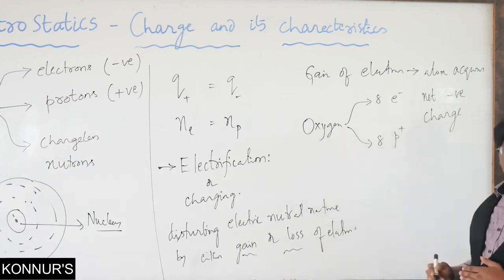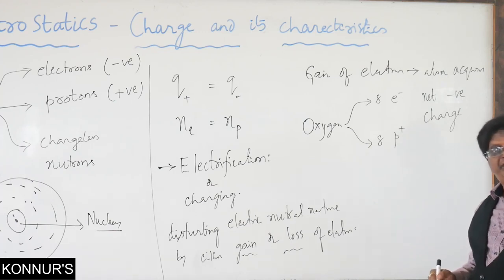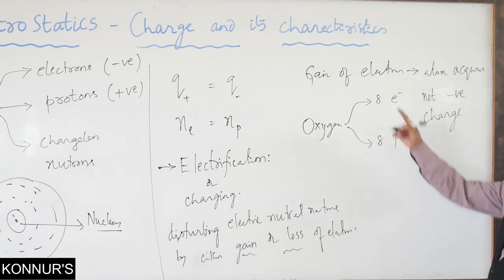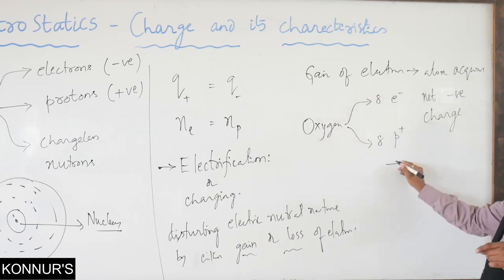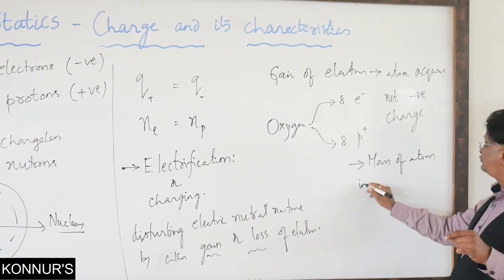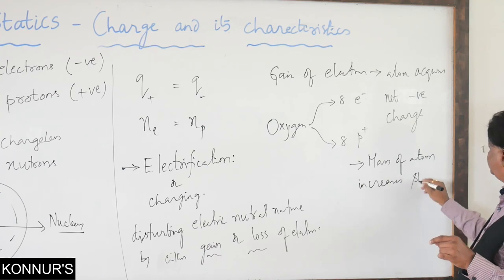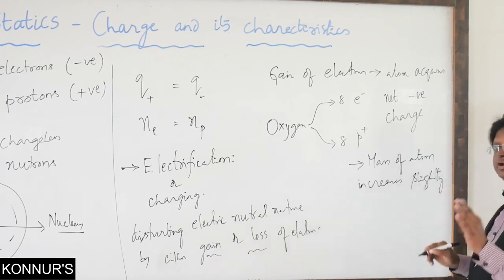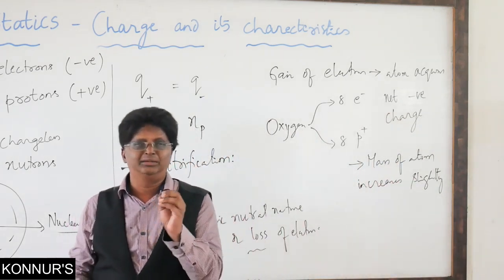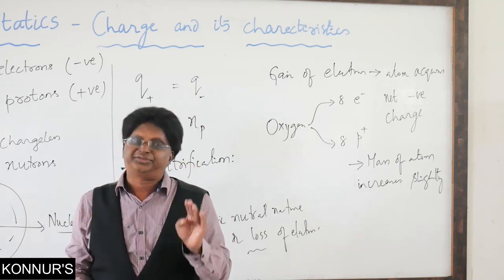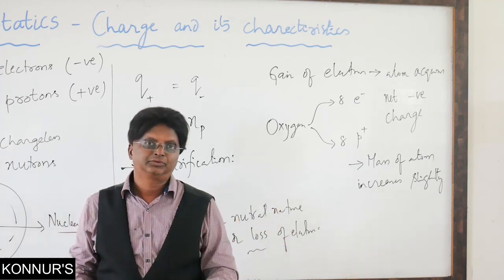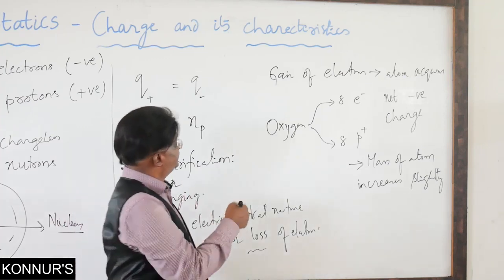Since it is the gain of electrons, we can also add one trivial thing. Whenever an atom acquires net negative charge, because of the gain of electrons, the mass of the atom increases slightly. Because we know that the mass of the electron is very, very small, of the order of 10 power minus 30 kg, unbelievably small, negligibly small. But still, even if we consider that, the mass of the atom will increase.